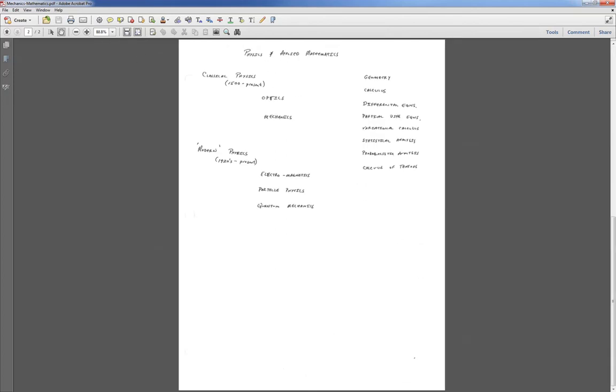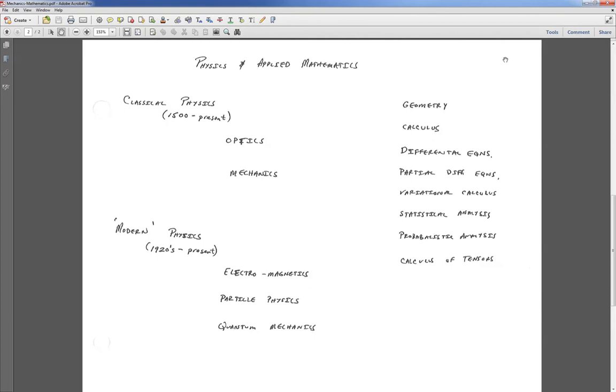Okay, and this page gives you a little bit of an idea of when classical physics came about and modern physics came about. Classical physics, I'll put at about 1500 to present, Galileo and near that time. We typically have optics and mechanics as two branches of classical physics. The study of light was very important, it still is, as well as the study of mechanics. And then we have modern physics, which I'll put at about the 1920s to present. We started to get into electromagnetics, particle physics, and quantum mechanics.